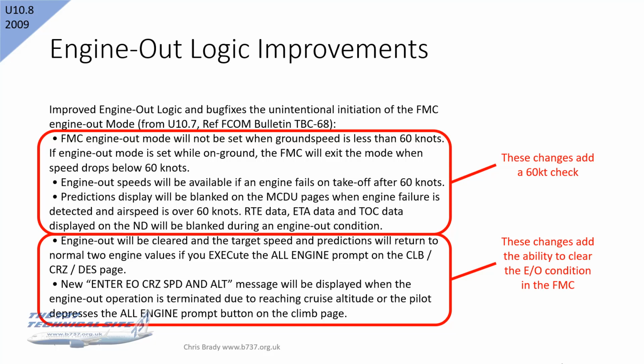And there were some improvements to engine out logic, and this was actually bug fixing some stuff from 10.7, and improving the engine out logic. These are all listed in your FCOM, but the first 3 bullets were basically just adding a 60 knot check. The last 2 bullets were adding the ability to clear the engine out condition in the FMC. So that's what those changes and tweaks were all about.